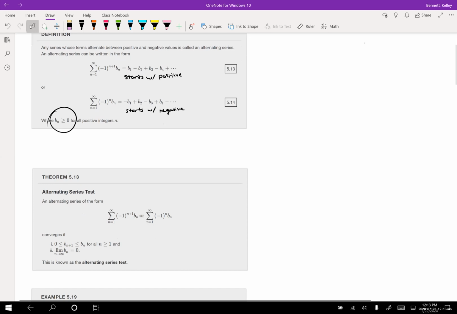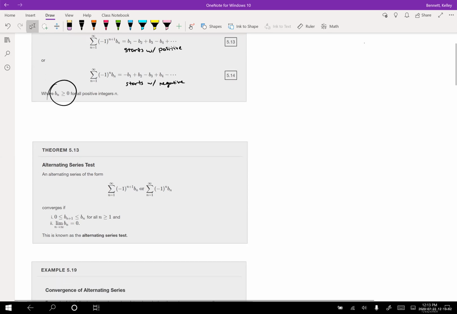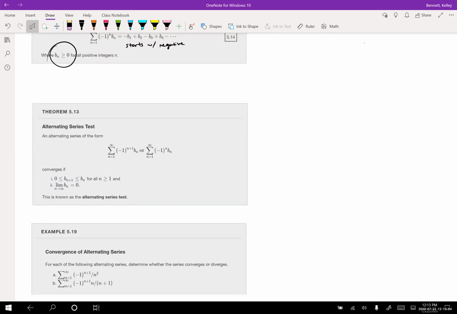So now that we know what an alternating series is, we can define the alternating series test. So this is another test for convergence or divergence. So if you have an alternating series, then if the sequence B sub n is decreasing and the limit of the sequence B sub n goes to 0, then we know that it will converge.